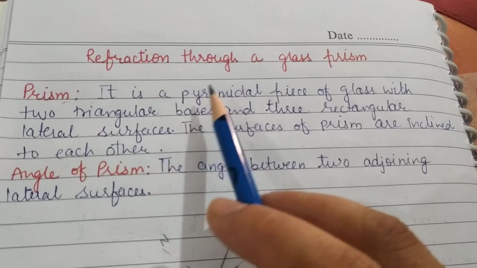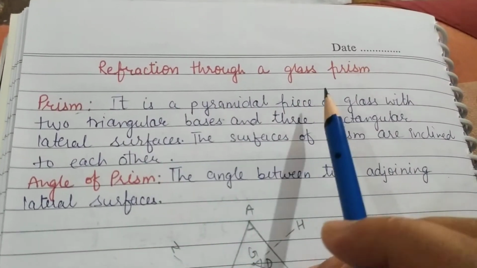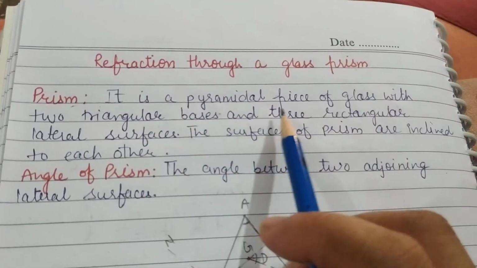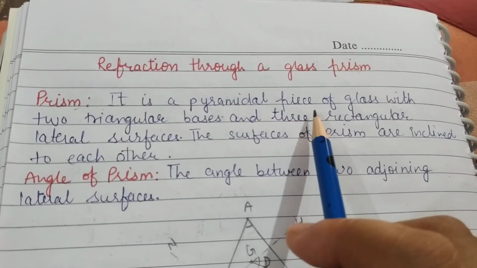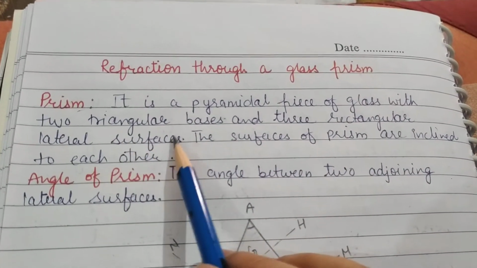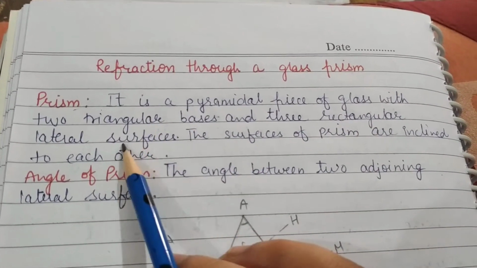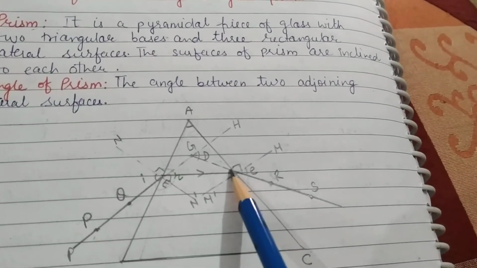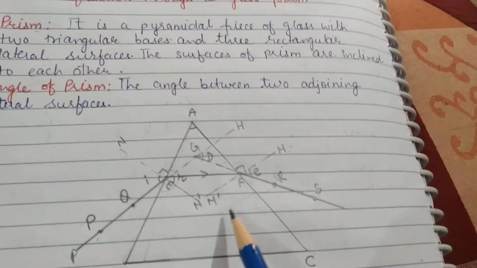Today we will discuss refraction through a glass prism. Okay, so what is a prism? Basically, it is a pyramidal piece of glass having two triangular bases and three rectangular lateral surfaces. As you see, it has three rectangular surfaces.